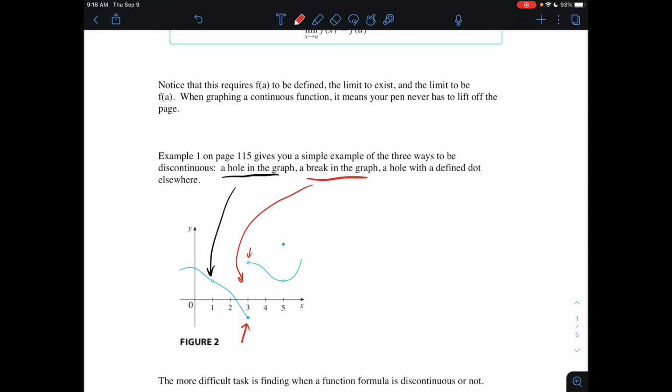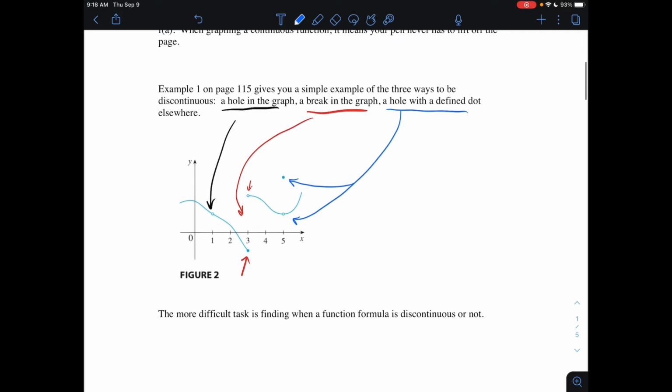Or you could have a hole in the graph with a defined value for the function elsewhere. So here in this other piece, it's just a hole in one part of the graph, but then above that hole is a filled in dot. So essentially saying the function is defined somewhere else. So that's really simple with graphs.